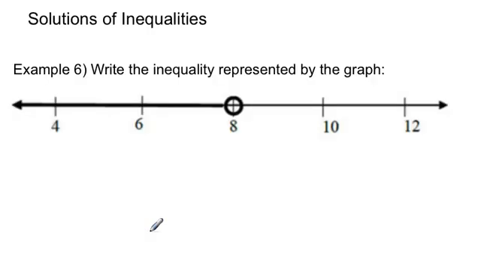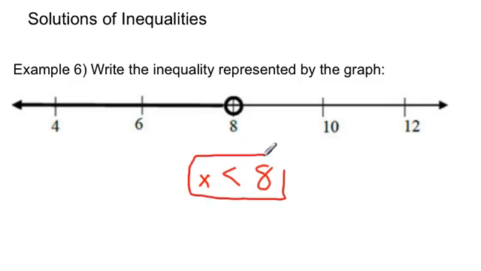So let's look at a couple here. Here we've got 8 circled, so that's our point of interest, and we know we're looking at the relationship between x and that. And the part that's shaded in is everything smaller than 8. So we will say x is less than 8. Remember, the duck's mouth eats the bigger one. We don't have the equal to section shaded in, so we're not going to say less than or equal to. We're just going to leave it right like that.